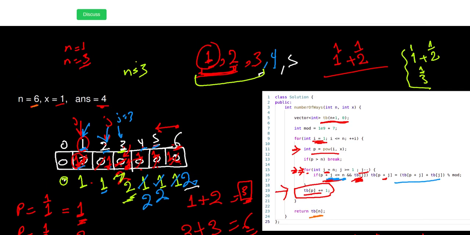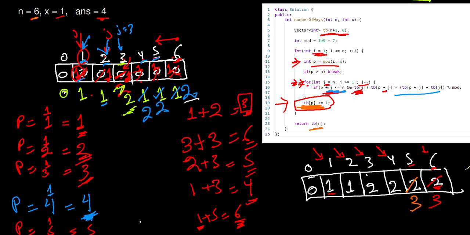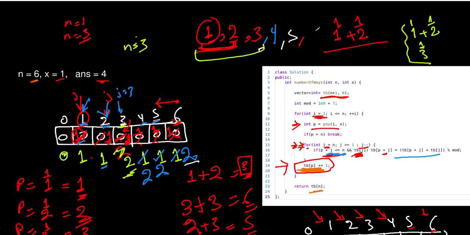Now we are done with I equal 5. We need to calculate for, or just one more thing here, TB of 5 plus equal 1. So TB of 5, we add 1. Now we are done with 5, let's go to value 6.